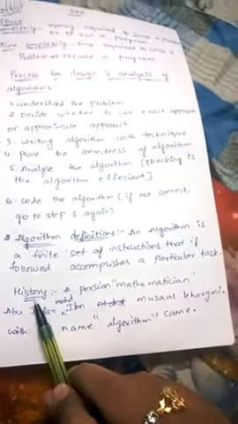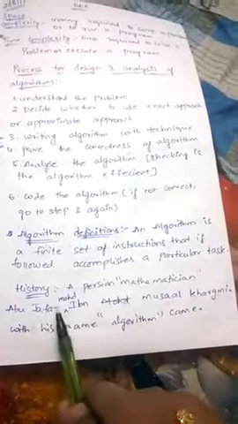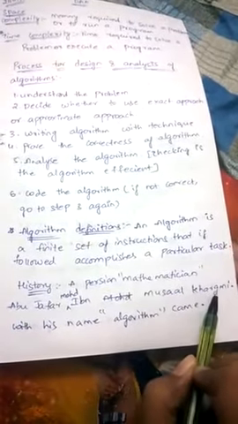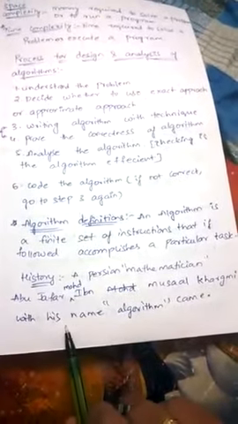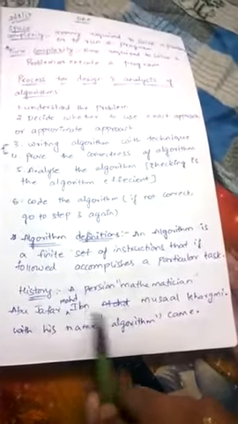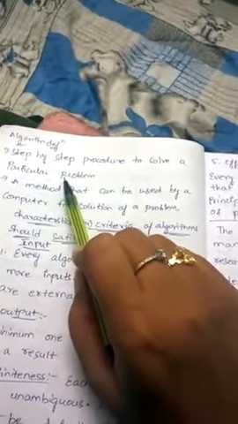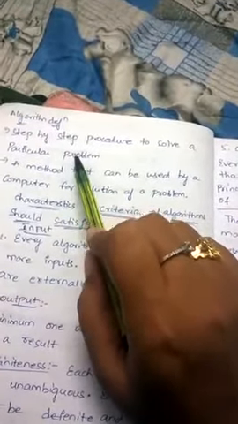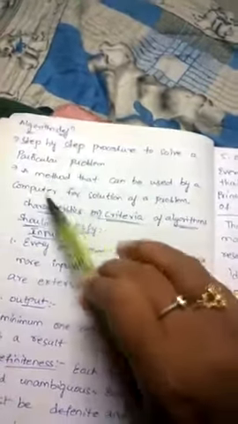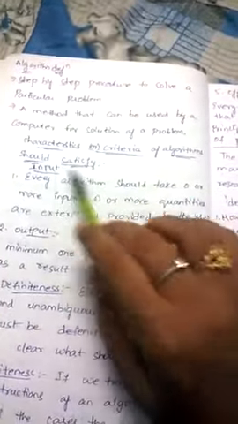Okay. Now let us know about the history of the algorithm. I mean, design and analysis of algorithm. A Persian mathematician, Abu Ja'far Muhammad ibn Musa al-Khwarizmi, was the reason for the development of the algorithm. So algorithm is the word which is derived from his name. Now, there are many definitions for algorithm. Another definition is, it is a step-by-step procedure which can be done in order to complete a particular task or solve a particular problem. And a method that can be used for the computer solution of a problem is also called an algorithm.